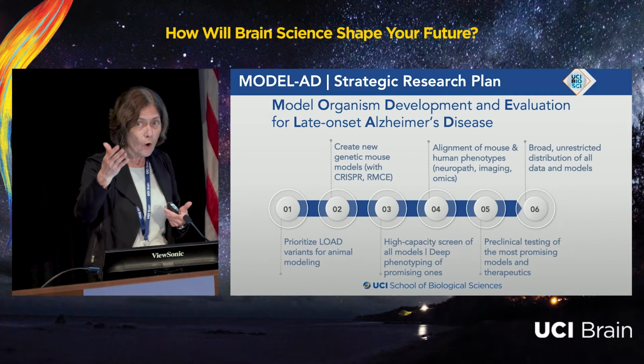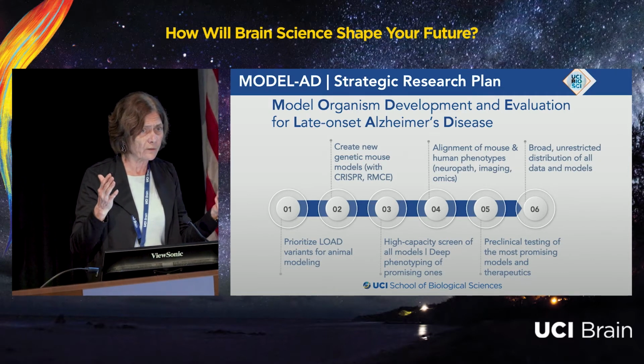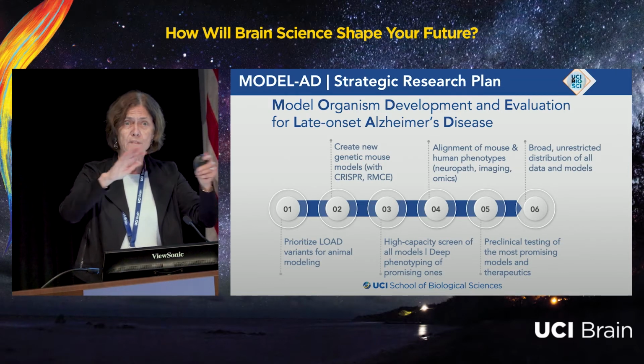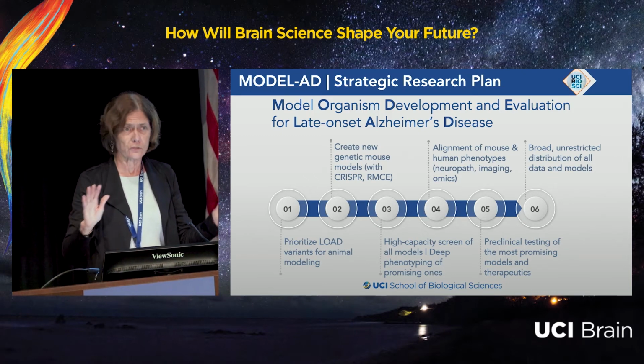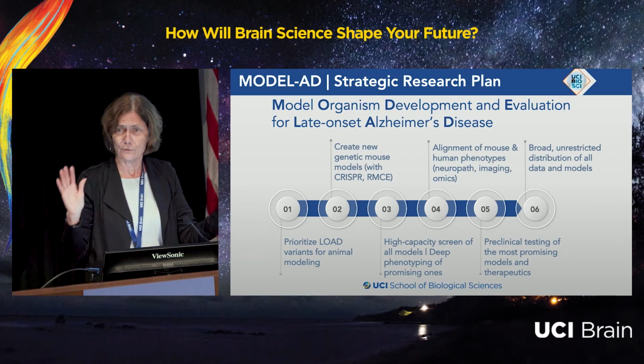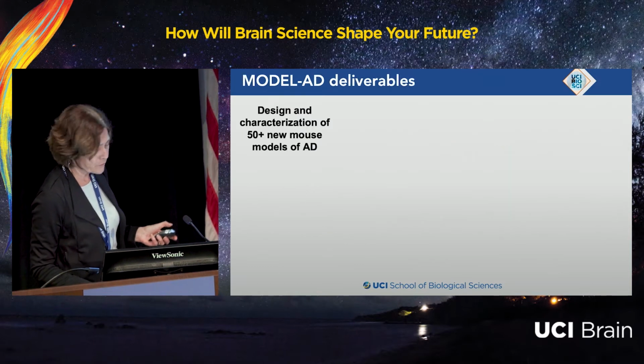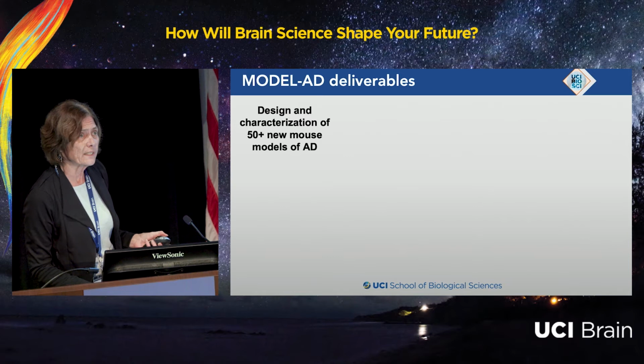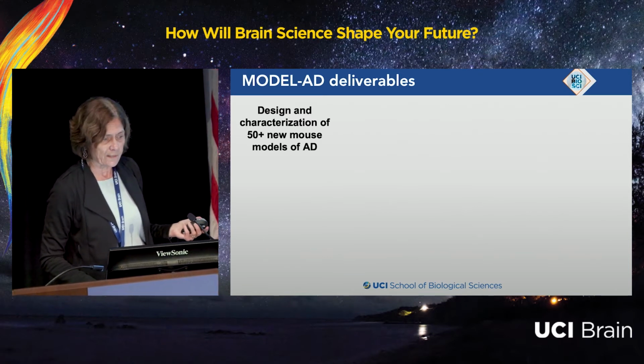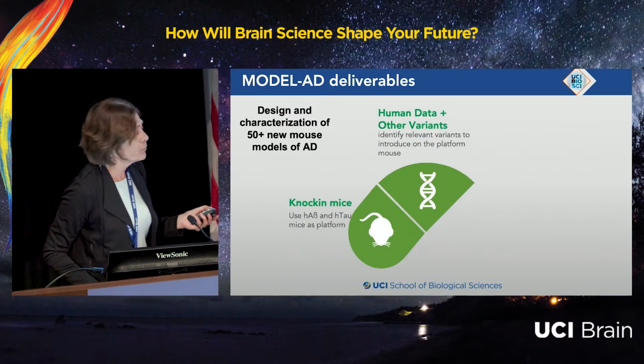All of this is based on open science. All of the models that we generate are freely available to anybody without any legal restrictions. There's no patents, there's no licensing, there's nothing. Everything is out there. All the data that we get is also open sourced, and you can get it through the websites. So what are our deliverables?